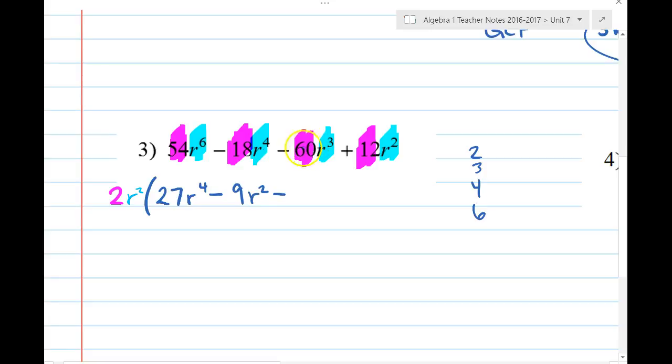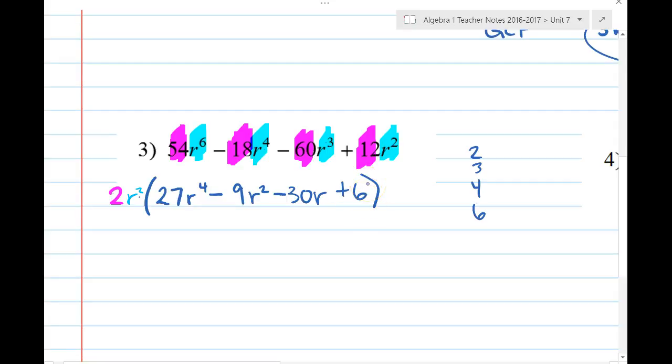Let me do this a different way. 60 divided by 2, 30. Okay, 12, sorry, don't forget the r's. I have 2 r's here, 3 here, so I need 1 more. Plus 12 divided by 2, 6. Okay, and then if I have 2 r's here, 2 r's here, I don't need any more here. Okay, and I wrote a 1 before, but you don't need to.